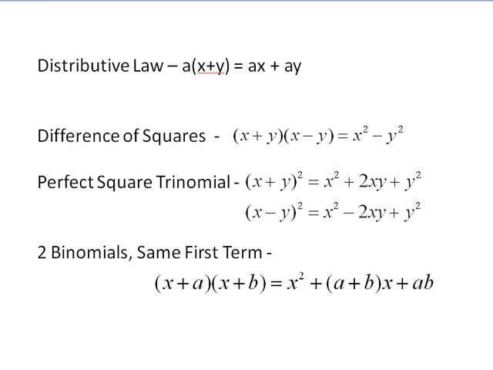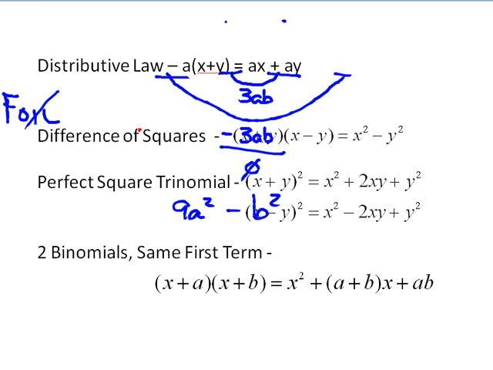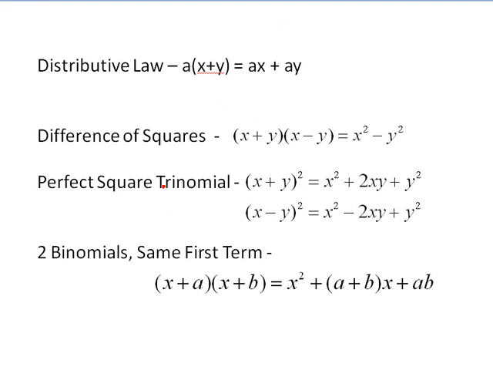You should be familiar with the distributive law. The distributive law takes the monomial and multiplies it by everything inside the parentheses. Now we have what we refer to as the difference of squares. Notice that this is an x plus a y and an x minus a y. When you multiply those two together, you end up with x squared minus y squared.